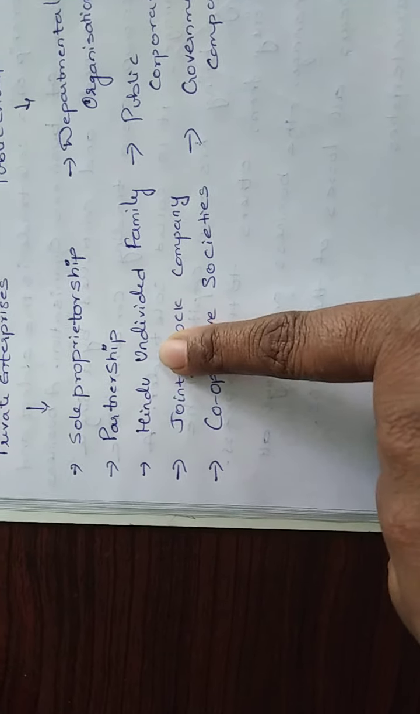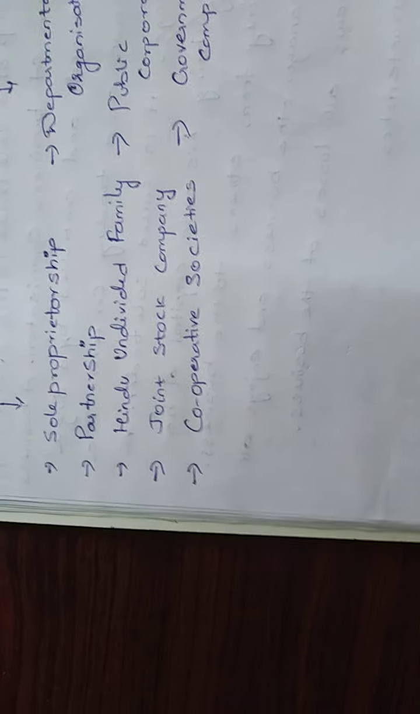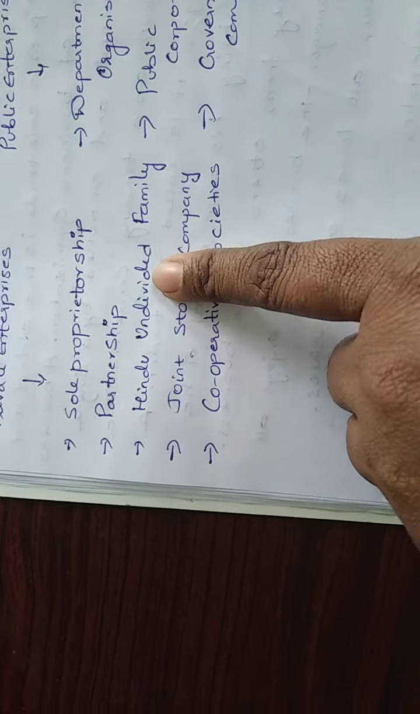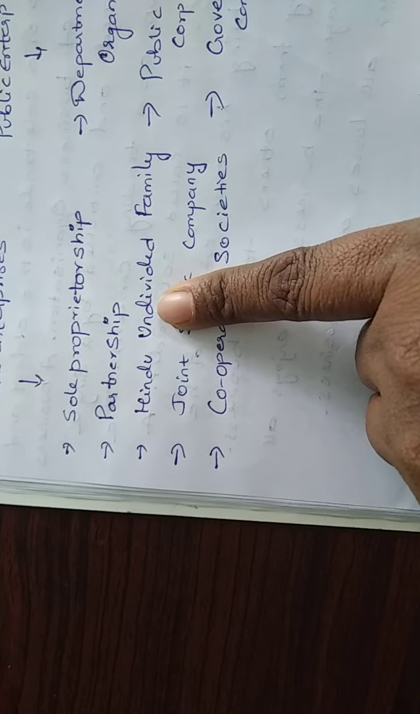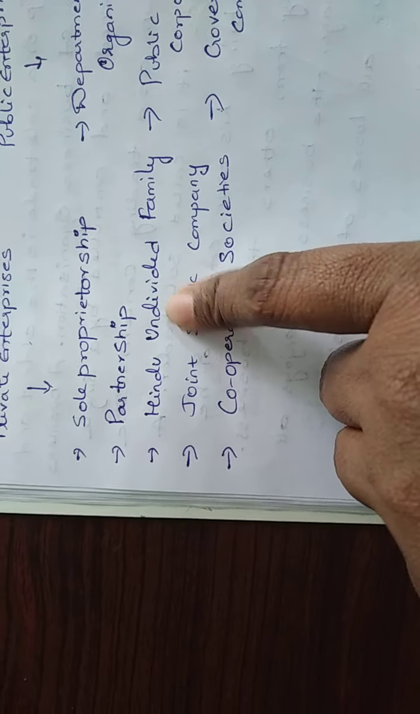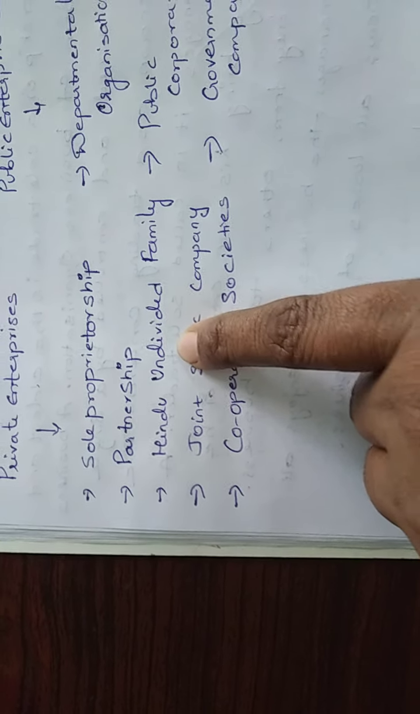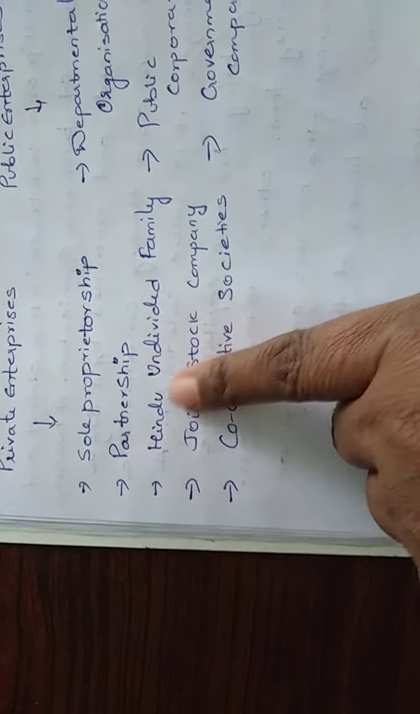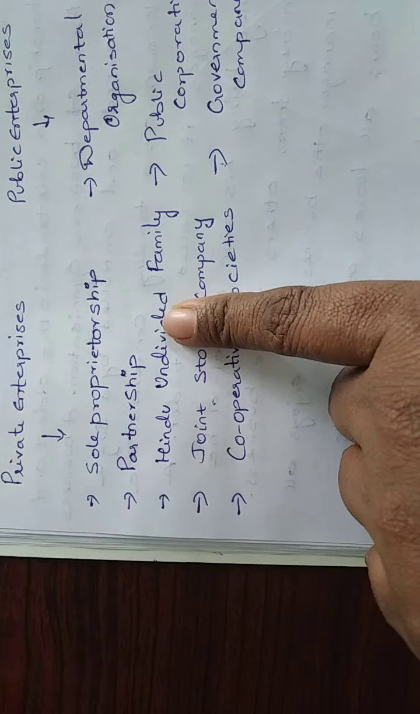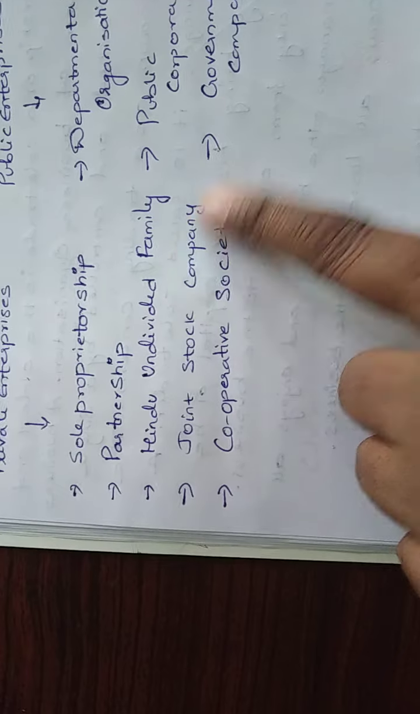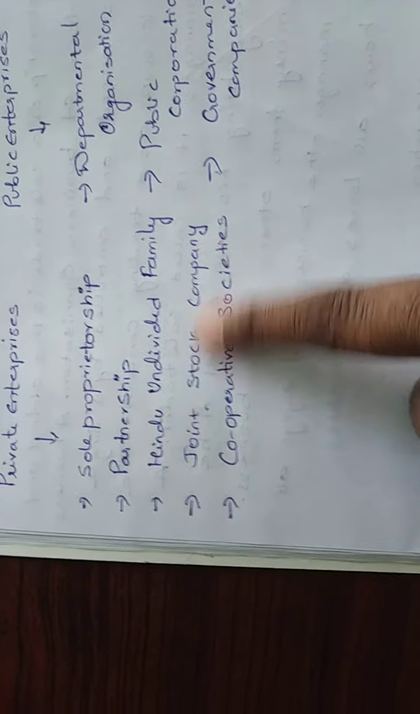Next, coming to the Hindu undivided family. Hindu undivided family exists only in India. The total business is run by the family members only. The head of the family is called the karta. No outsider will be involved in that. The business will be run only by the family members. That is the joint Hindu undivided family.